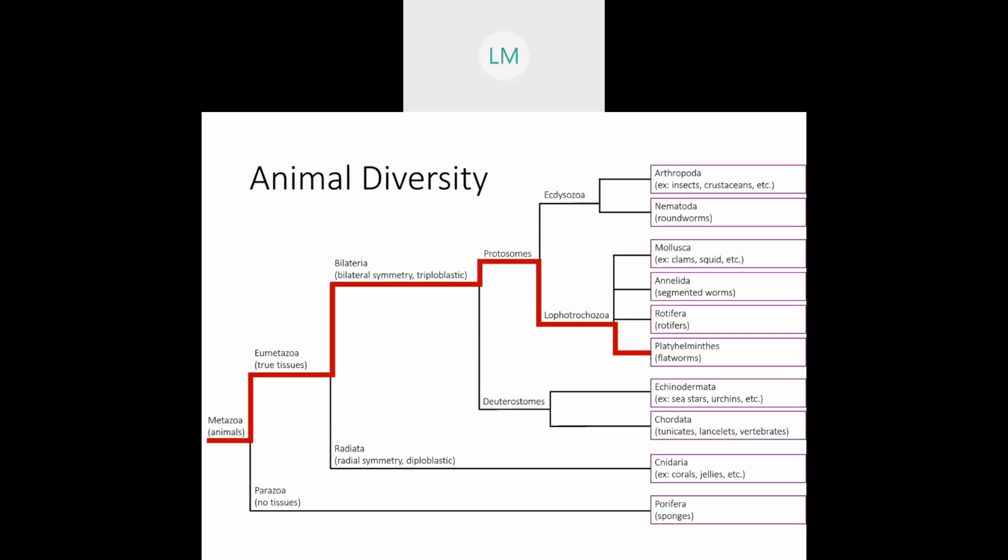So on our roadmap here, we've picked up our true tissues, but now we've taken this exit for bilateral symmetry and triploblastic. So all the organisms that we're going to talk about from here on out are part of this group here. We're going to talk about our protostomes first, and we're going to talk about our Lophotrochozoa group first. Okay, so we're going to go down here on our roadmap, and then we'll come back up to the top and talk about our Ecdysozoa group. So within our Lophotrochozoa group, remember these are animals that have either a certain type of feeding structure or a certain type of larva. We're going to talk about our Platyhelminthes first, our flatworms.